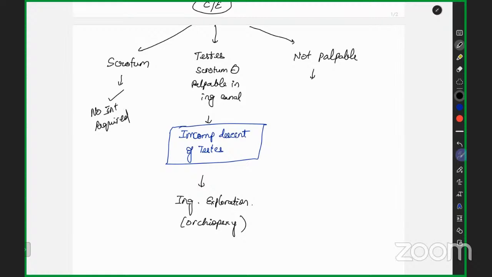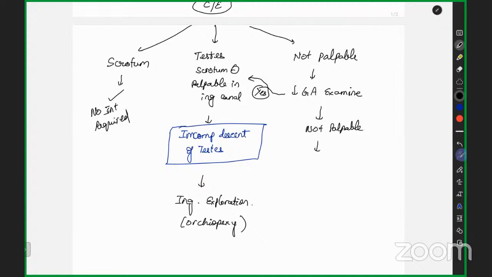So, in the next step, you're going to completely general anesthetize the patient. Under general anesthesia, you're going to examine the patient. And while examining, now you are able to palpate in the inguinal canal. Then you're going to term it as an incomplete descent of testis. But if even now it is not palpable, what are you going to do?